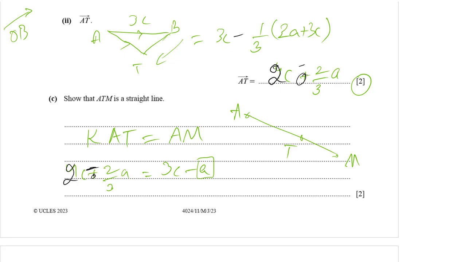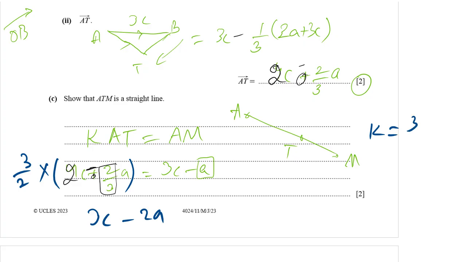All right. So I can see this is just A and this is two-thirds of A. So what should I multiply it with? I should multiply it with its reciprocal. If you multiply it with 3 by 2, see what's going to happen. It would be 3C minus 2A. So definitely your K here is 3 by 2. And as we have proved that AT is a scalar multiple of AM, that's why the line is straight. Thank you.